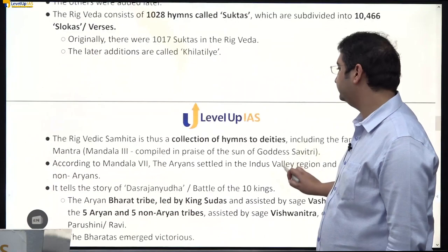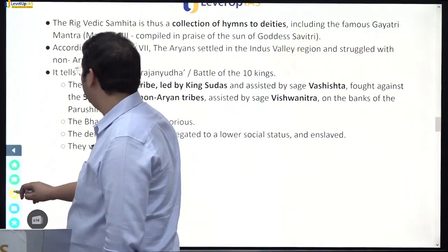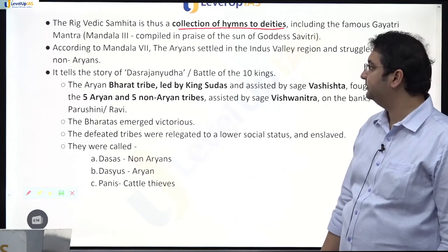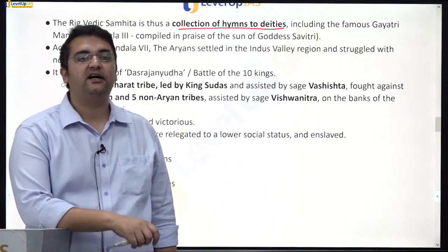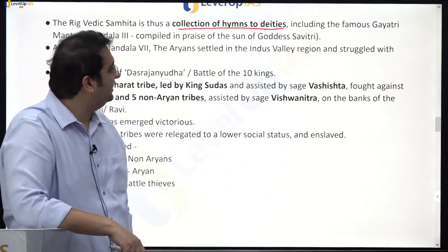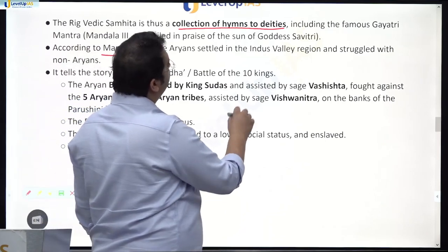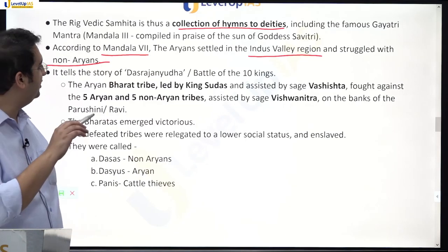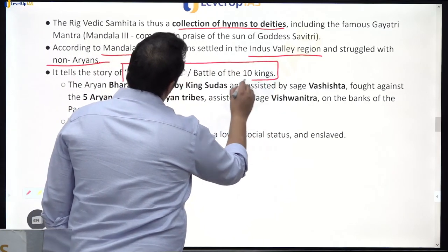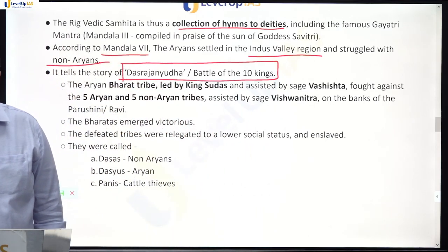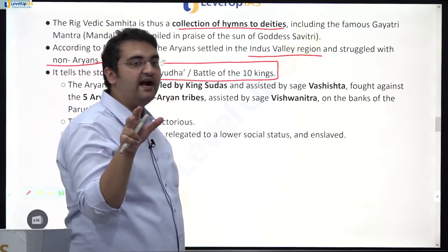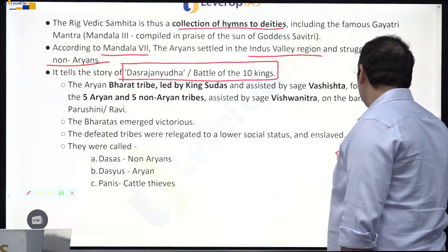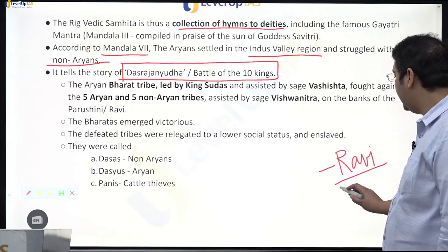Right. Now, what is the Rig Vedic Samhita? It is a collection of hymns dedicated to various gods and goddesses, right? Now, the Rig Veda also gives us certain important details about the Aryans and their identity. According to the 7th mandala, the Aryans settled in the Indus Valley region and struggled with the non-Aryans. This episode is later also repeated in a story known as the Das Rajan Yudh, the Battle of the Ten Kings, right? This is the retelling of a great battle which is supposed to have taken place on the banks of which river? The river Ravi. But the name for Ravi used back then was different. Kya bolte the isko?